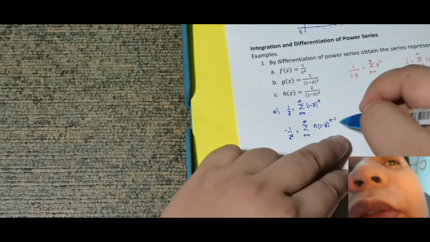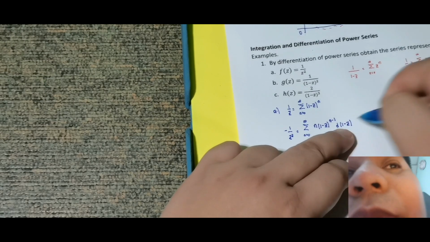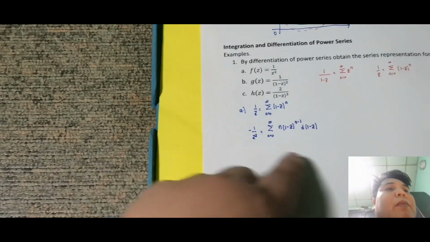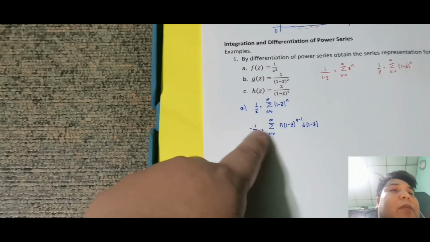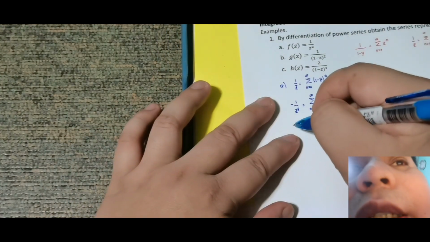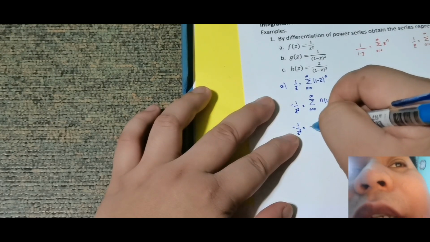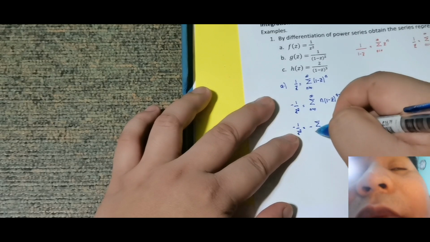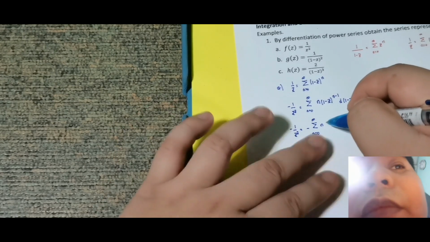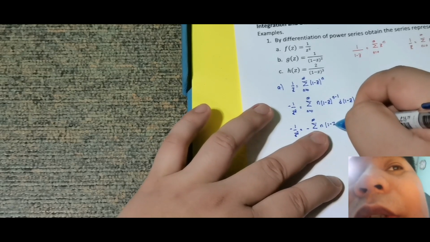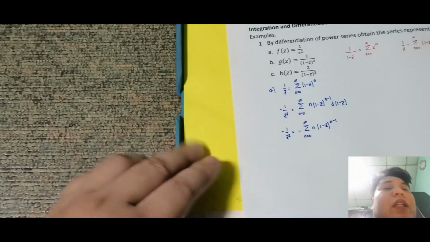Tapos derivative pa nung 1 minus z sa loob. So kung napapansin mo, ang derivative ng 1 minus z sa loob is negative 1. So yung negative 1, lalabas ko dito. So that is simply negative 1 over z squared is equal to negative ng n, summation for n is equal to 0 up to infinity ng n times 1 minus z raised to n minus 1. So divide both sides by negative, mawawala na yan.